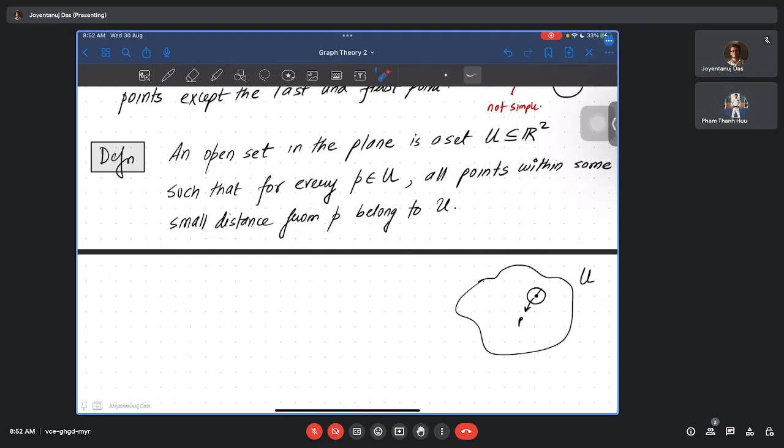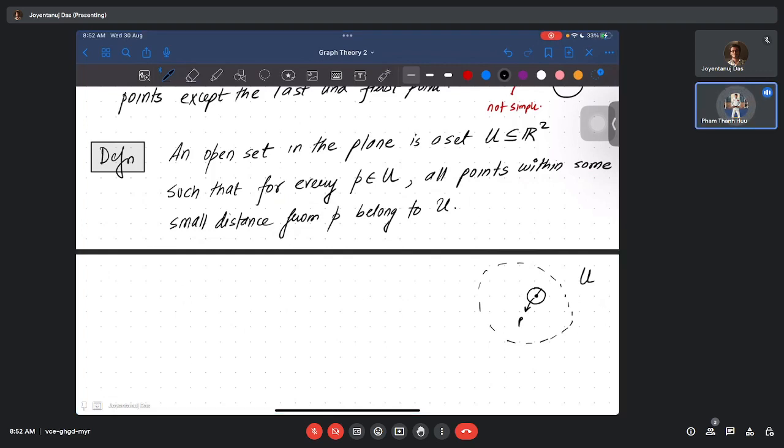So the thing is, what we can have instead of that is some dotted region, right? So dotted region means the border is not there. So in that case, it will work, right? Because we can always choose a small distance such that every point inside it works.